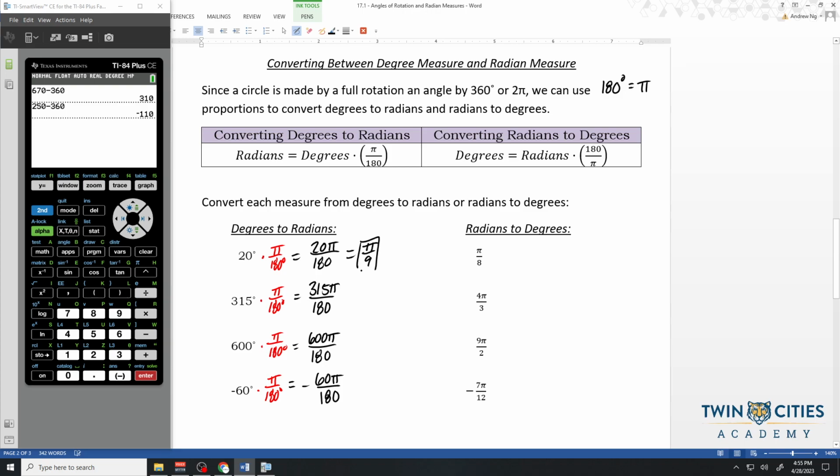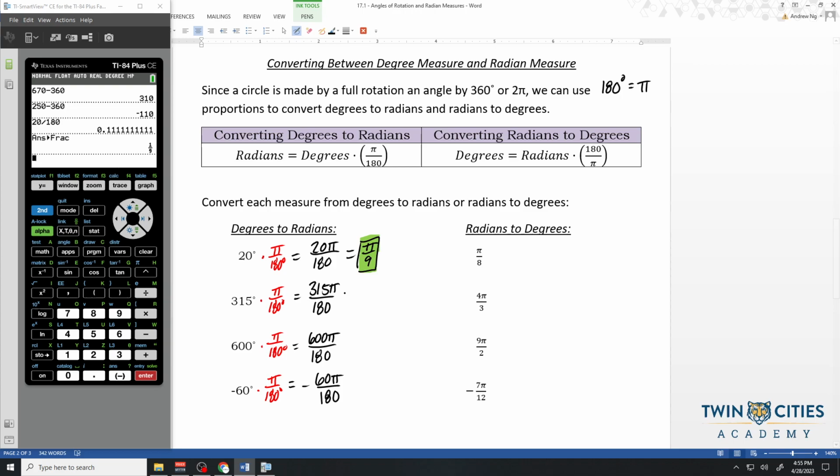Now, if you have access to a calculator, there's a little trick. You can do 20 divided by 180, ignoring the pi here, and you'll get this decimal, 0.1 repeating. To change this to a fraction in your calculator, just hit Math, enter for fraction, and then hit enter again, and you'll get 1 over 9. So this would be 1 pi over 9, or just pi over 9.